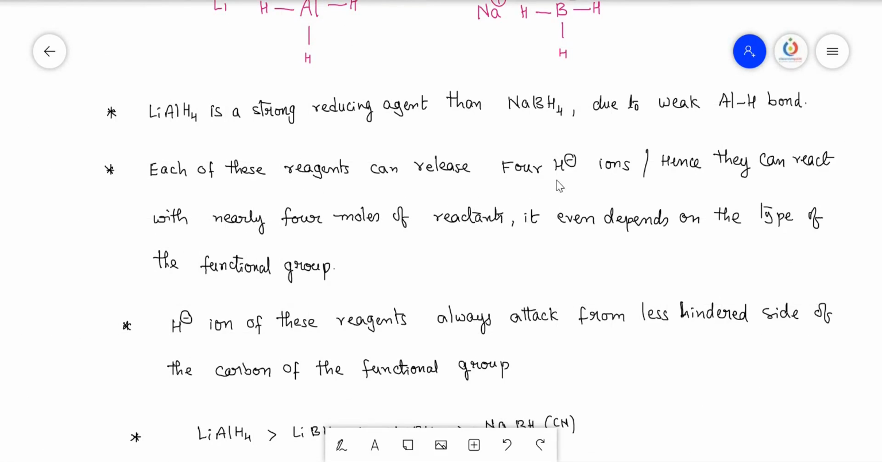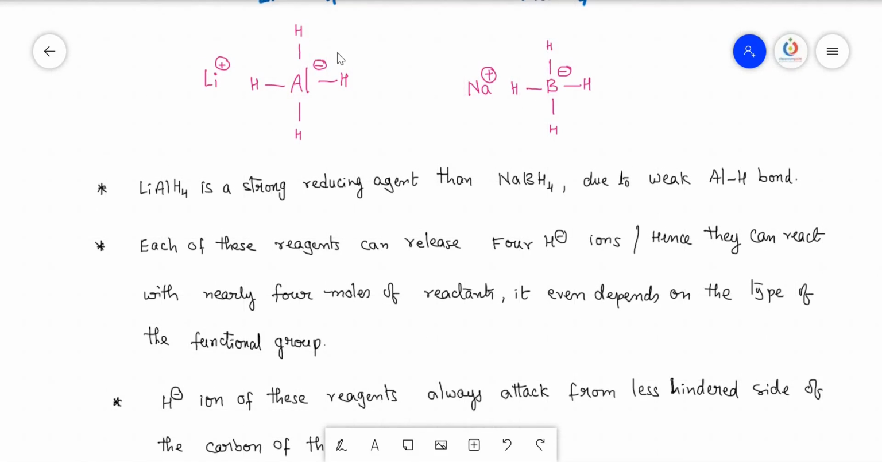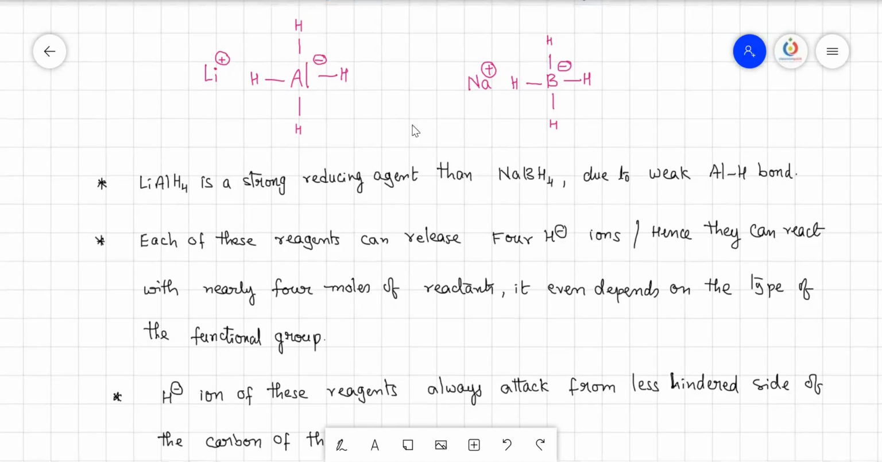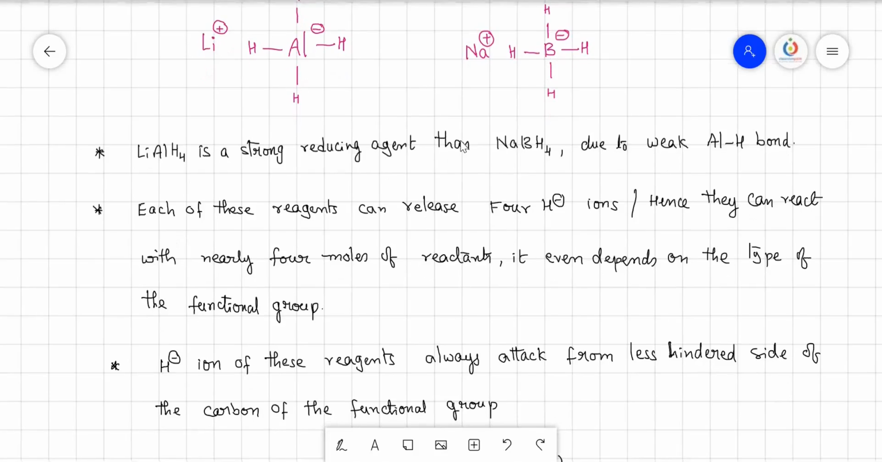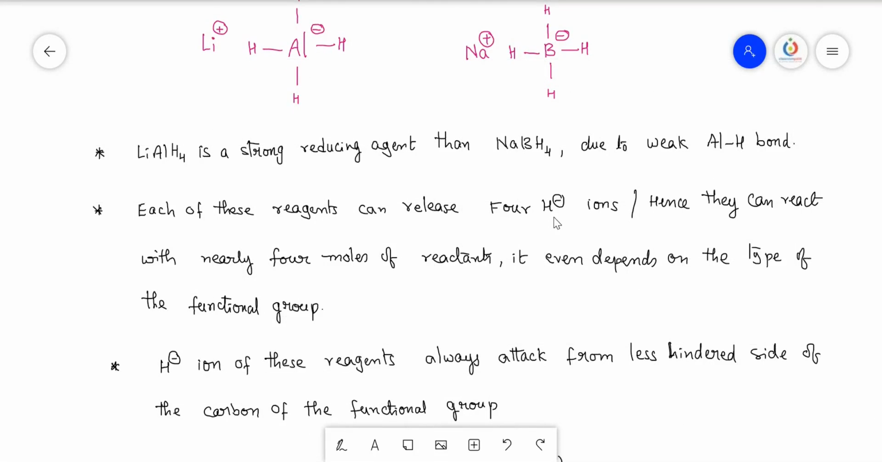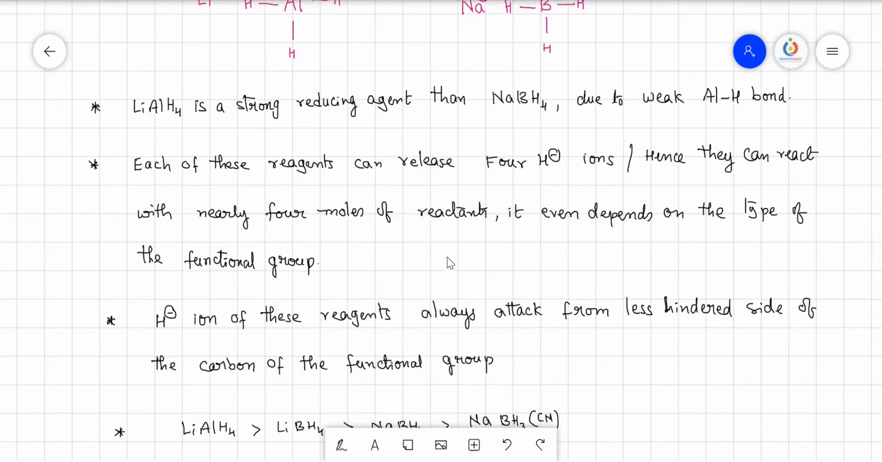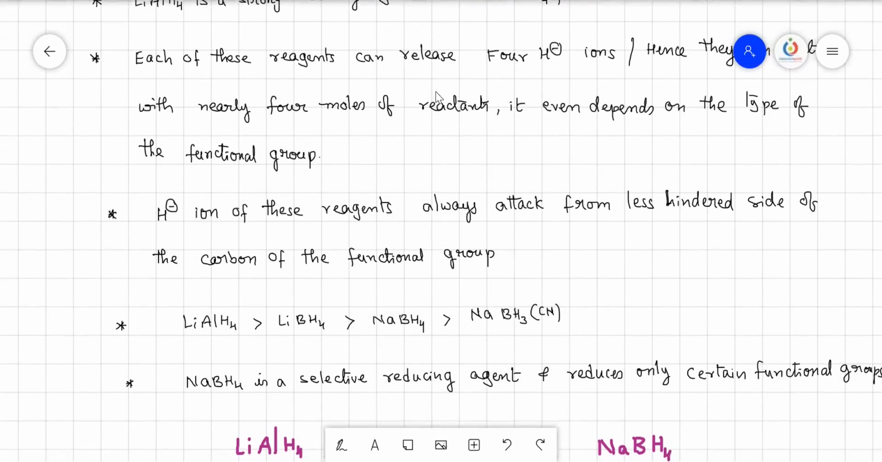Each of these reagents can release 4 H⁻, and you can see in this particular structure, aluminium is having 4 hydrogens, similarly boron is also having 4 hydrogens. So each of these reducing agents is able to release how many H⁻ ions? 4 H⁻ ions. Hence, they can react with 4 moles of the reactant, so that they can reduce 4 moles of the compounds, and sometimes it depends on the type of the functional group also.